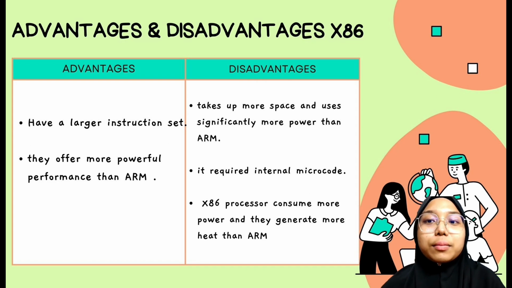Next, they offer more powerful performance than ARM. X86 CPUs tend to have very fast computing power and allow for more clarity or simplicity in the programming.